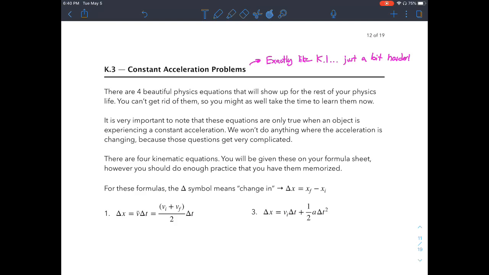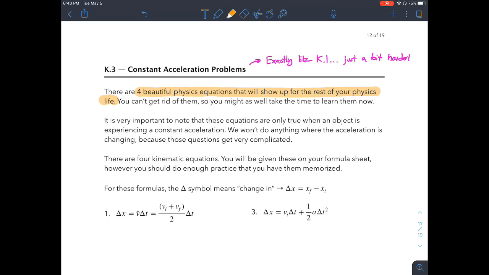I'm going to give you 2 more equations to work with, so you're going to have 4 equations in total, and it's just up to you to solve these problems. These physics equations, these 4 of them, show up for the rest of your physics life. You can't get rid of them, so you might as well learn how to do them now. Get really good at solving these things because they show up in every single unit. They show up all the time in grade 12. You just can't get rid of them.